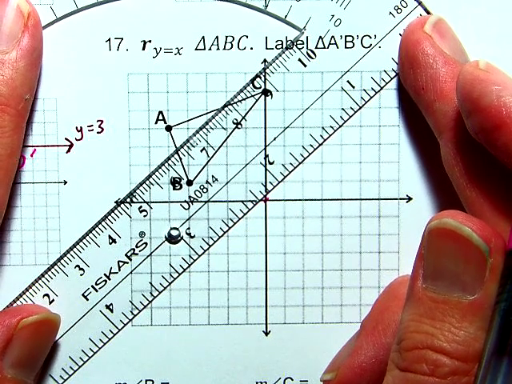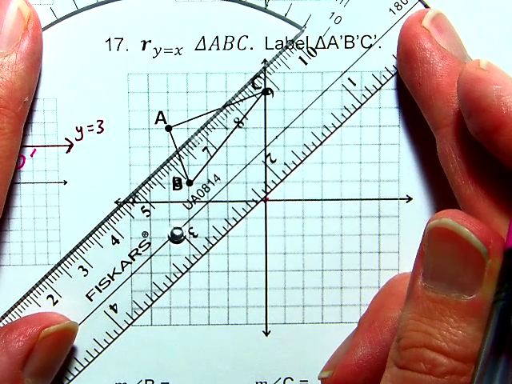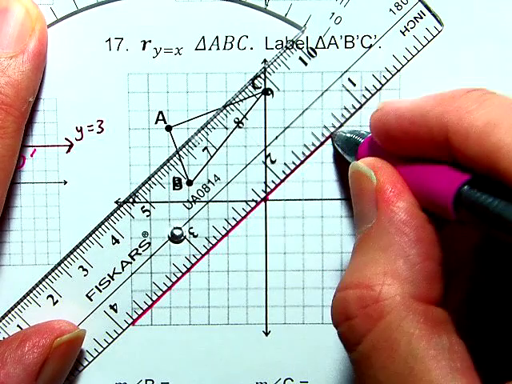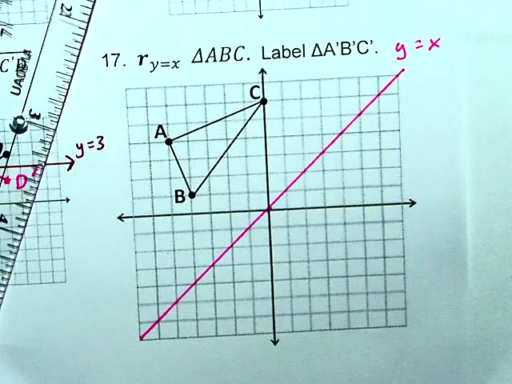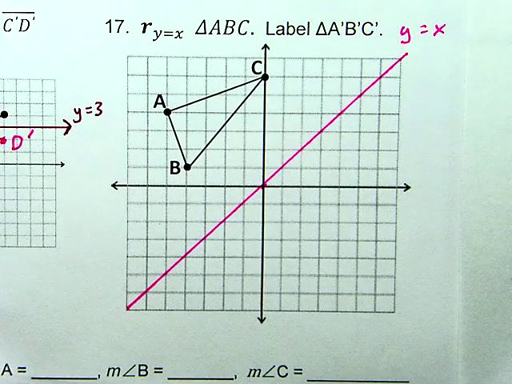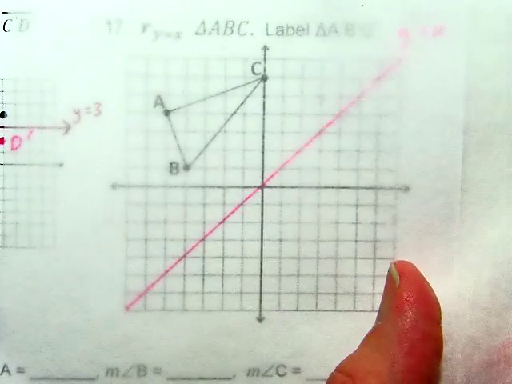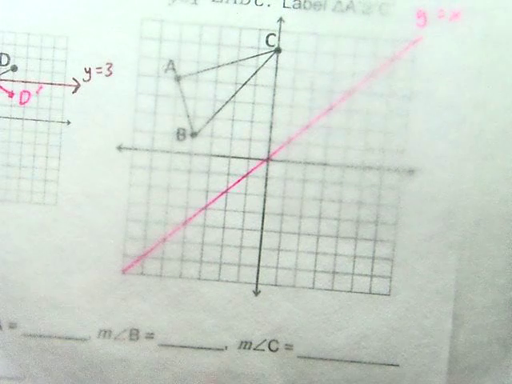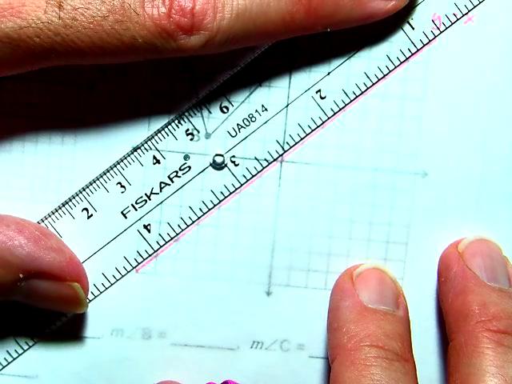I'm going to carefully draw it as best as I can. And what we're going to do is we're going to actually use patty paper to help us here. So this is the line y equals x. And now, with the help of some patty paper, we're going to reflect this triangle across this line. Let's take our patty paper, let's put it on top, let's draw ourselves a line. We're going to trace this line through to the patty paper.